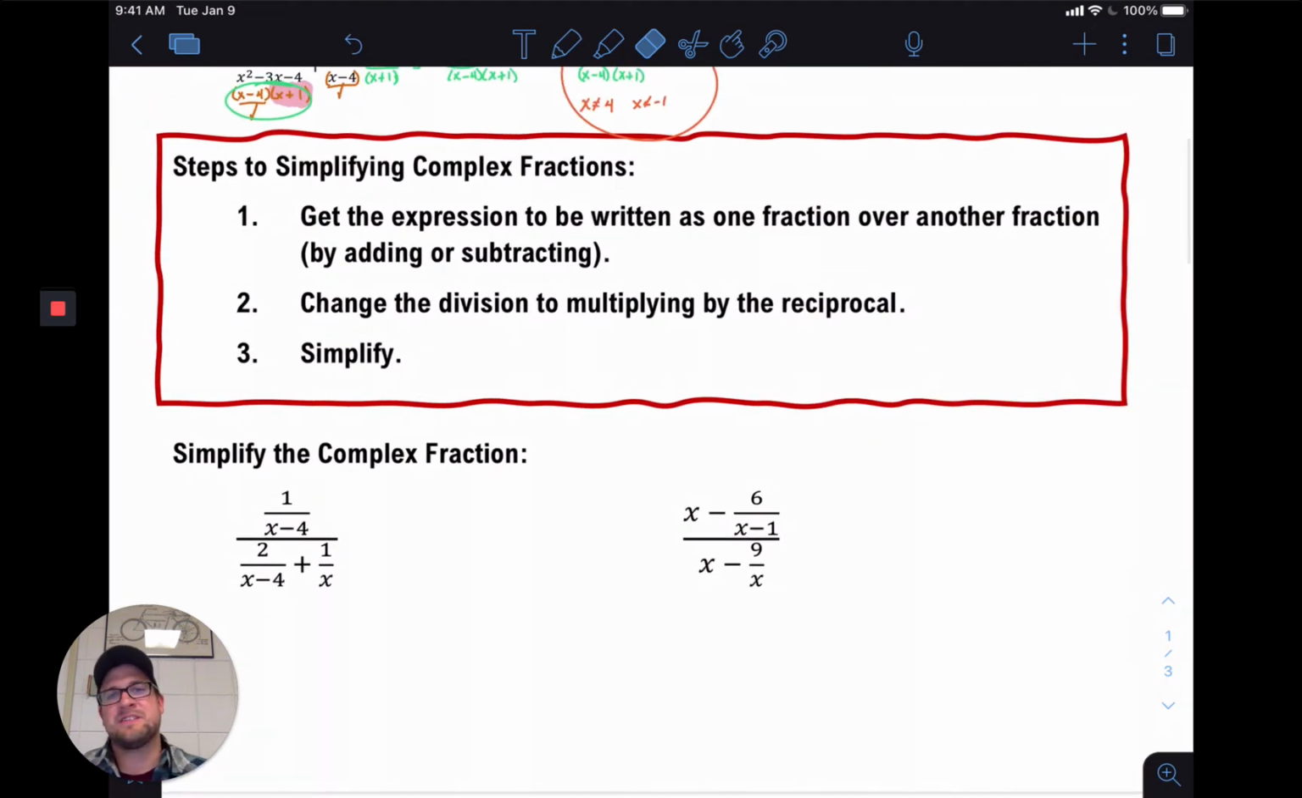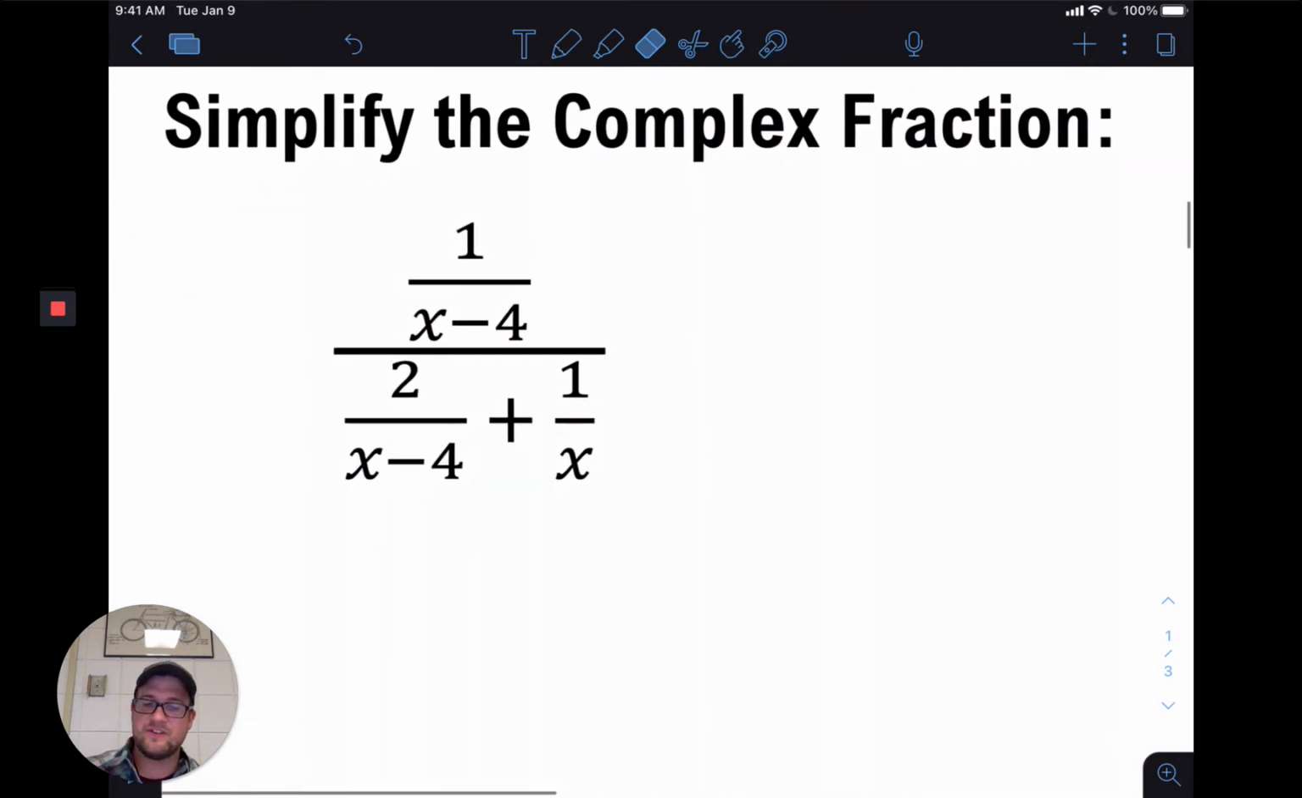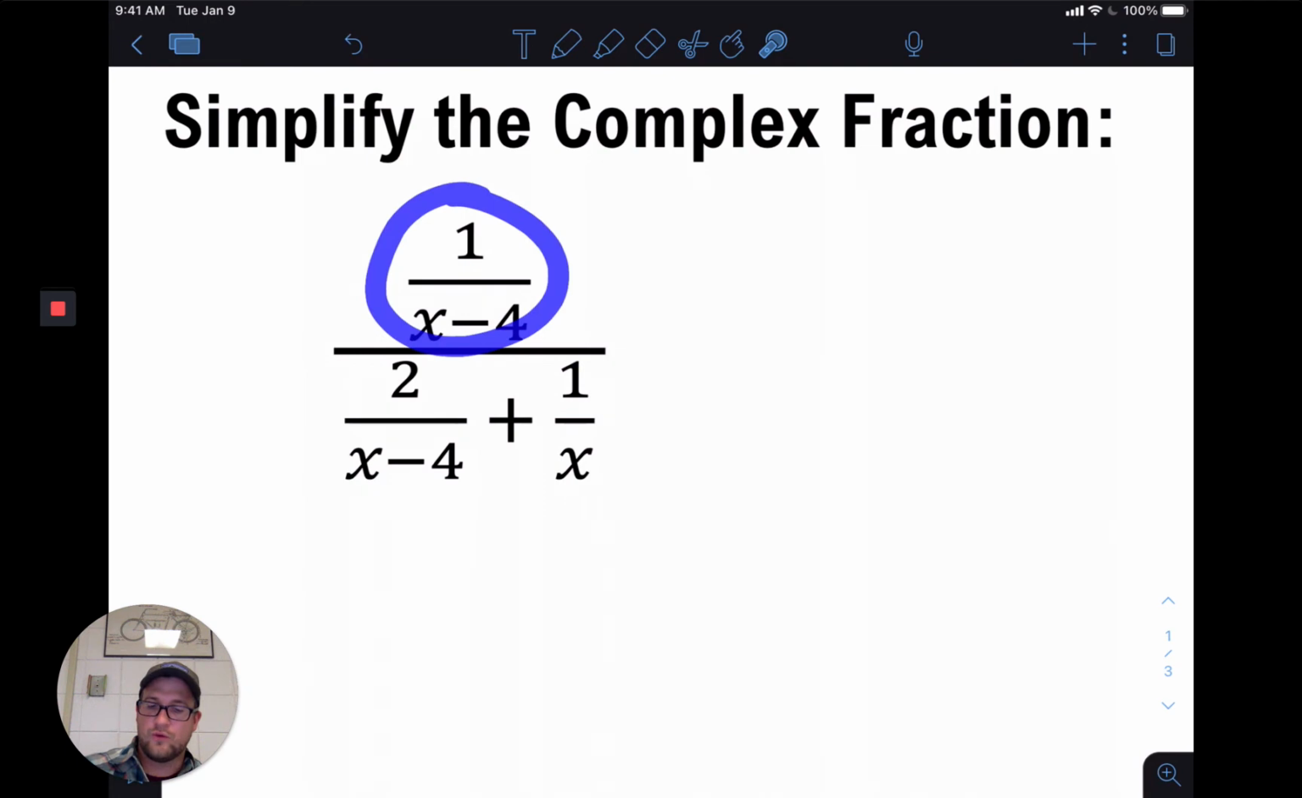Now, our steps to simplifying complex fractions are as follows. Step 1, get the expression to be written as one fraction over another fraction by adding or subtracting. Step 2, change the division to multiplying by the reciprocal. And step 3, simplify. Here's what that looks like in practice. So if this was the complex fraction that we were working with, step number 1 told us that we wanted to make it into a fraction over another fraction. And the way we want to do that is by actually adding these bottom two fractions together so that it's just one fraction down there.